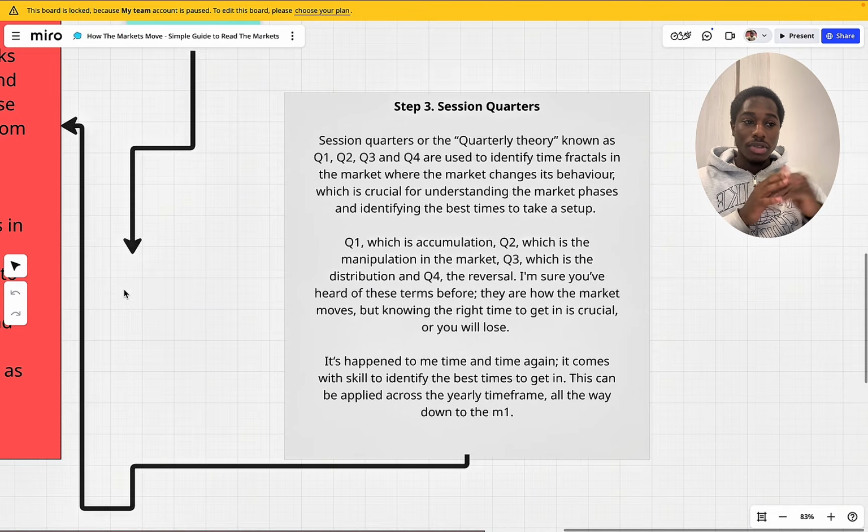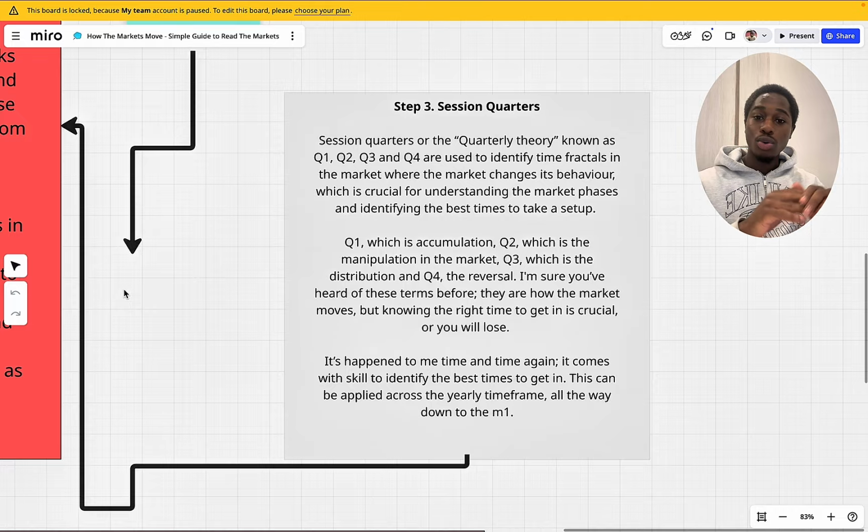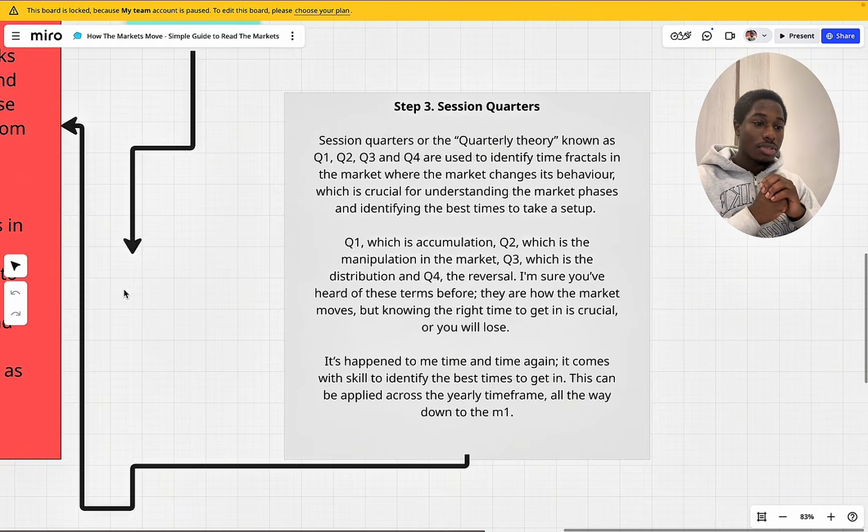Q1, Q2, Q3, manipulation, AMD. I'm pretty sure you've heard of it before. You definitely have. This is how the market moves, but knowing when to get in is very crucial, or you will lose. It's happened to me time and again, but it comes down to skill and being able to identify the best times to get in.